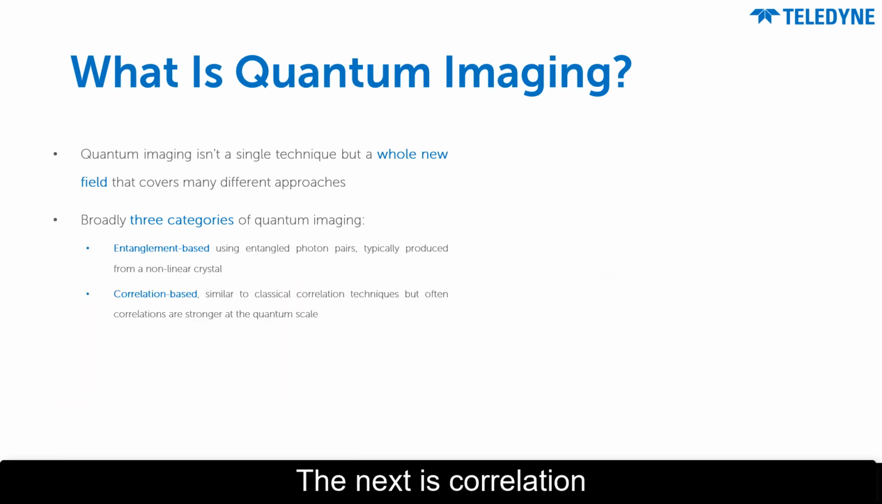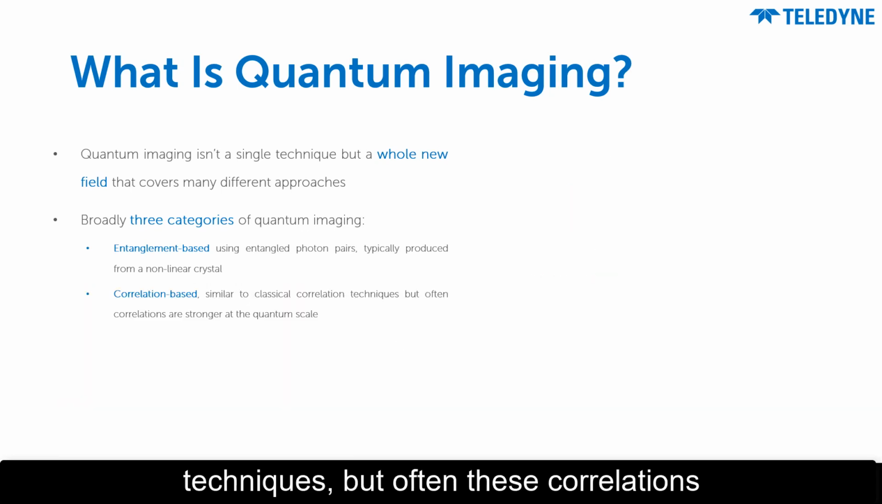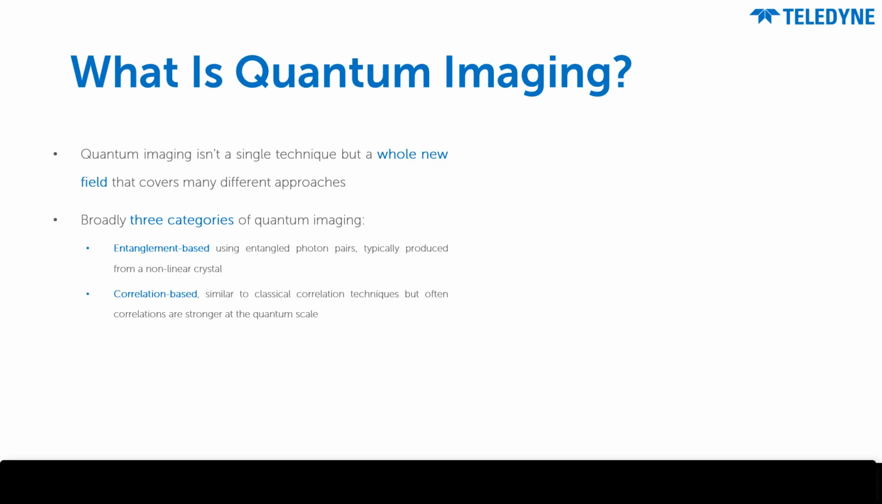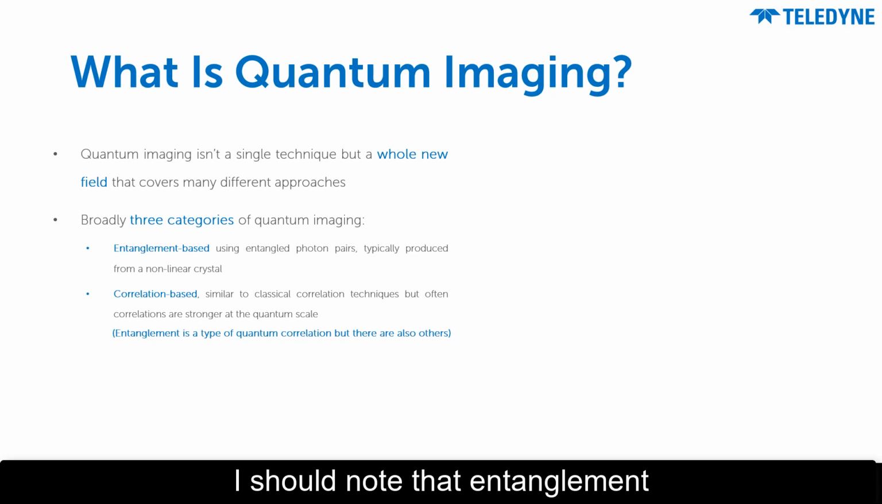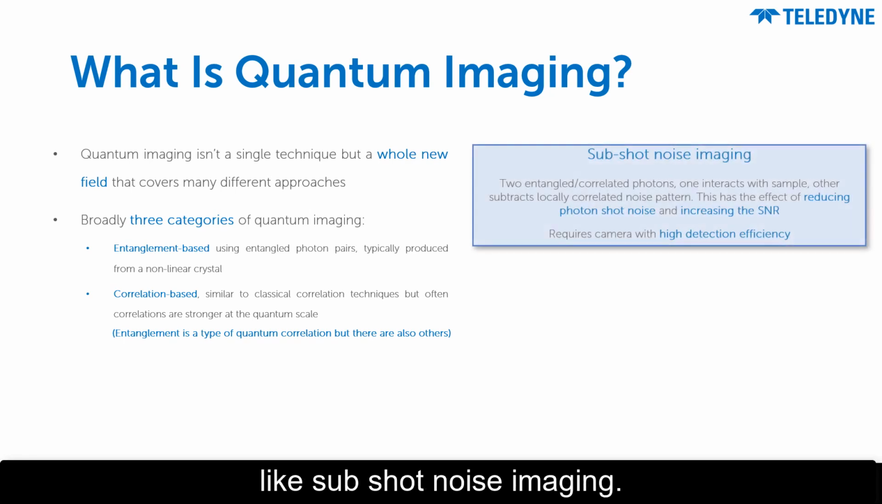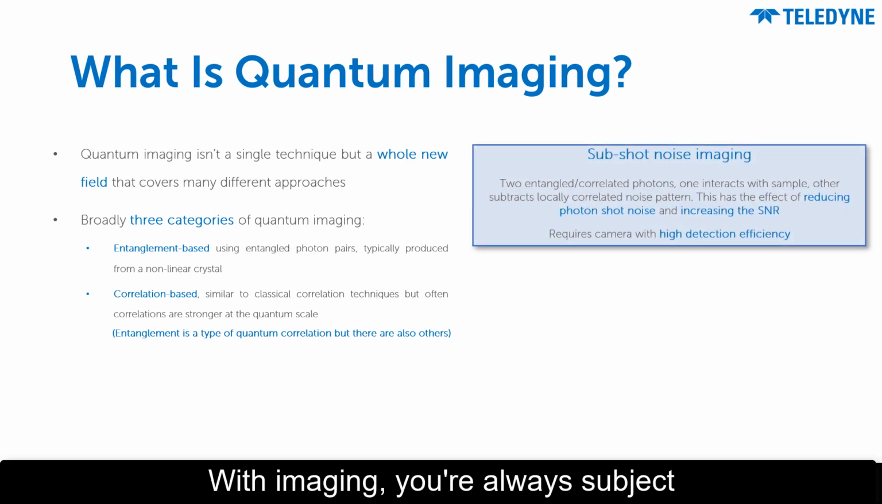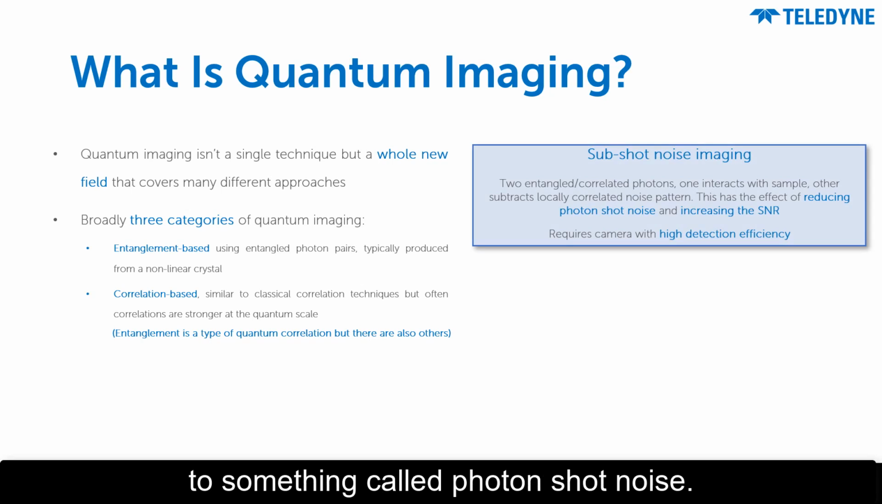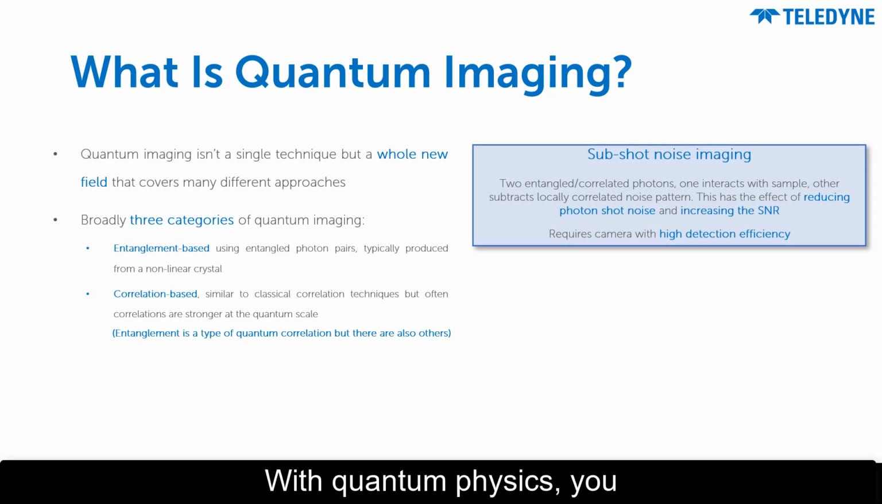The next is correlation-based quantum imaging. This is similar to classical correlation techniques, but often these correlations are much stronger at a quantum scale. I should note that entanglement is strictly a type of correlation, but there are also many others. So these include concepts like sub-shot noise imaging. With imaging, you're always subject to something called photon shot noise. With quantum physics, you can avoid this, in theory.